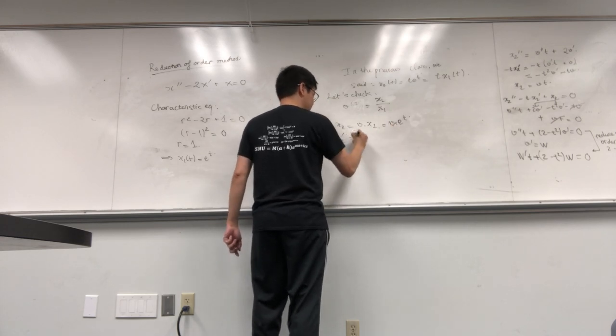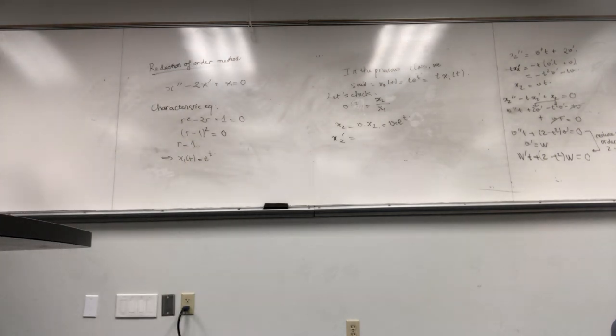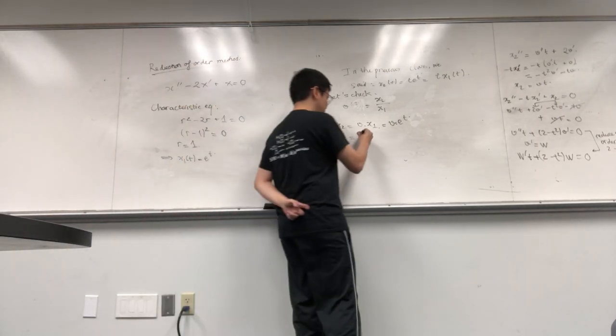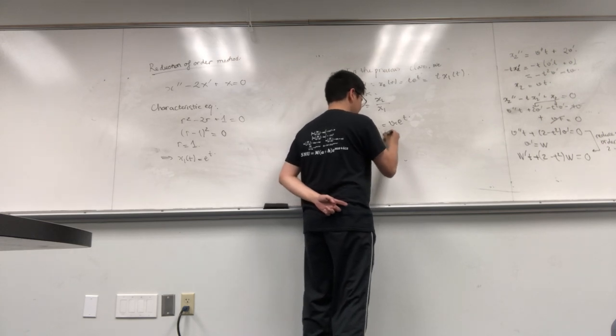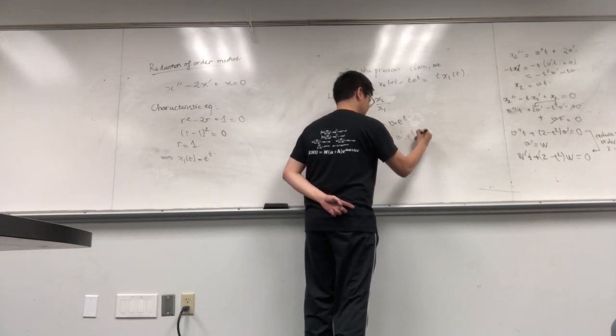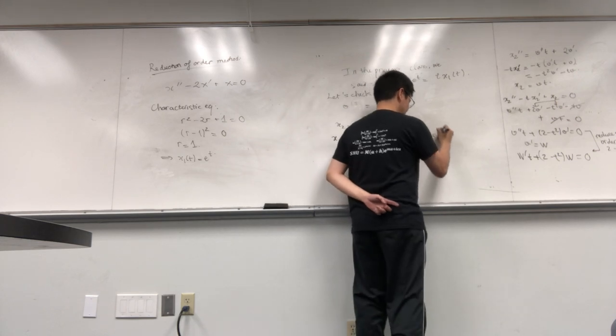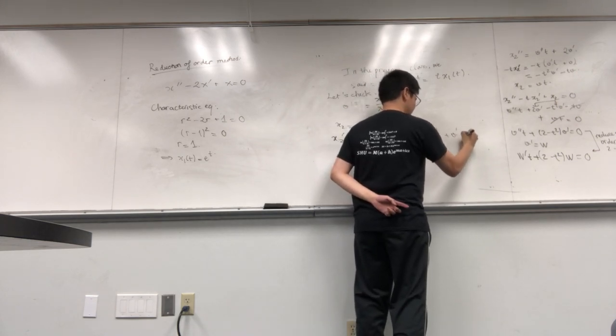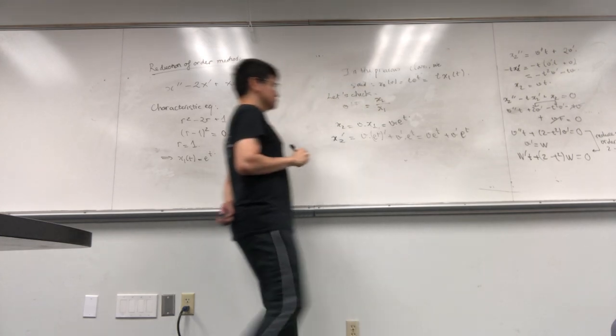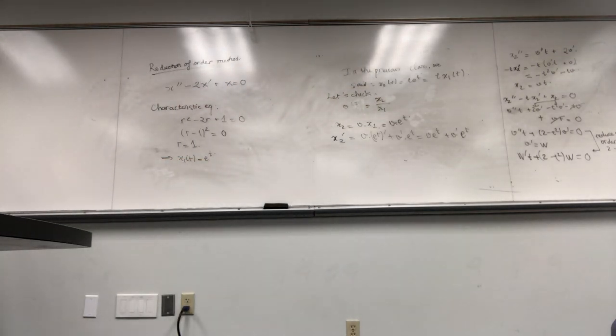So what is x2 prime? V prime e to the t plus v e to the t. So you have v times e to the t prime plus v prime e to the t. So this is v e to the t plus v prime e to the t. That's good.